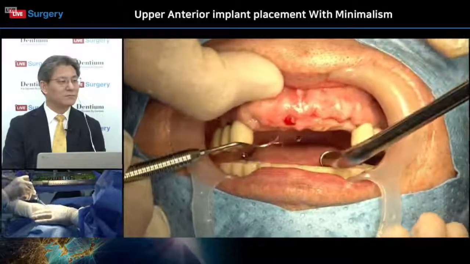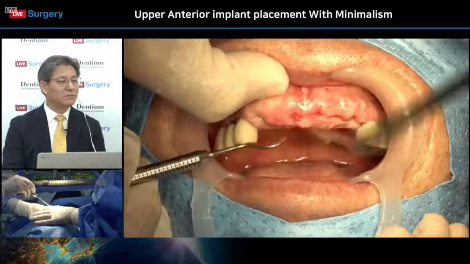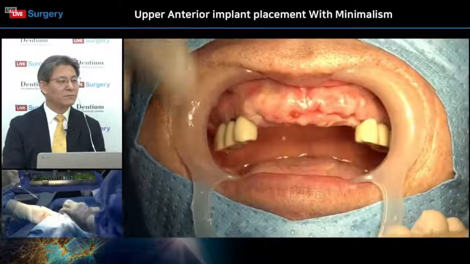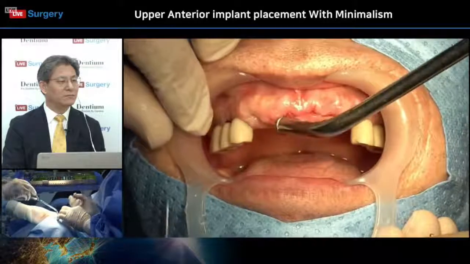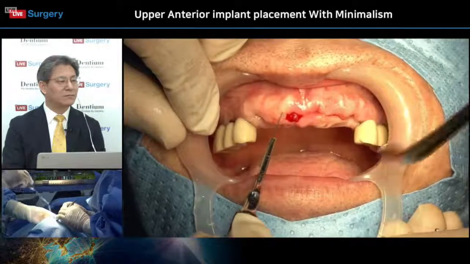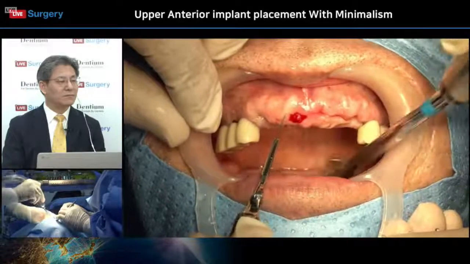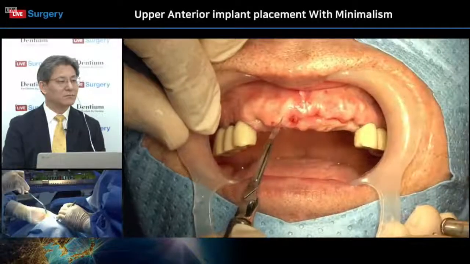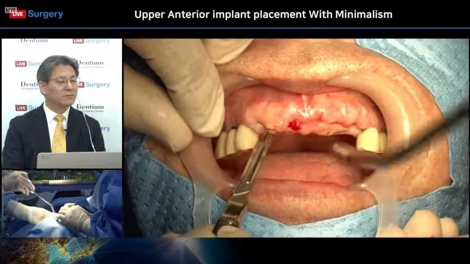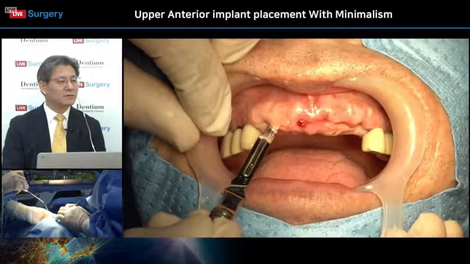The alveolar ridge is good enough for the placement of the implant. So I will make a very small semilunar incision only to check the width from the buccal to the palatal side. And as you see, the palatal side is almost close to the alveolar crest with a very small incision.